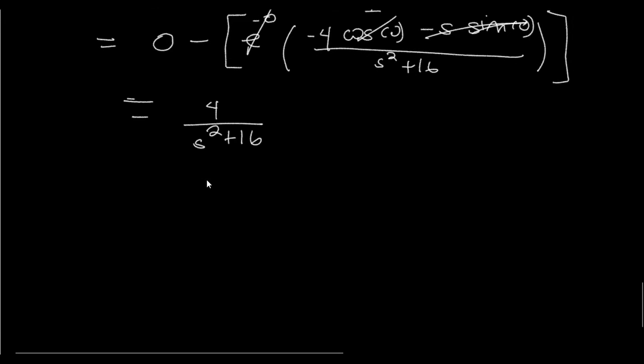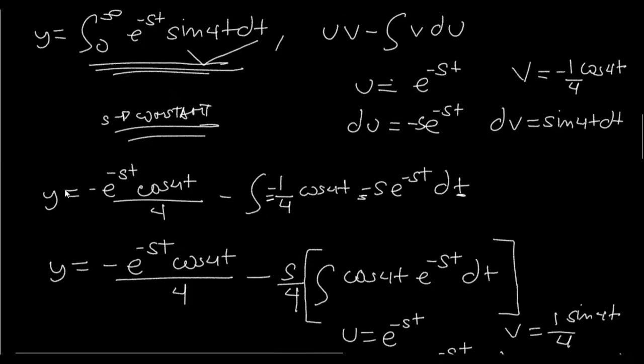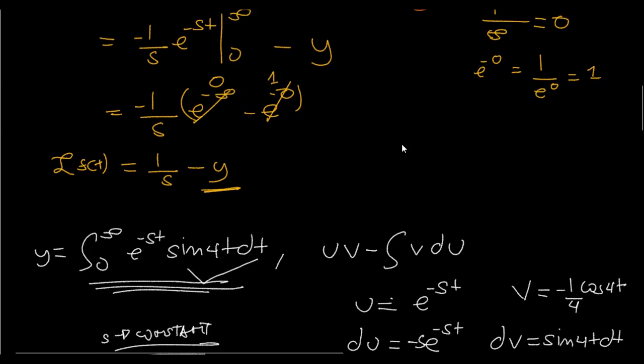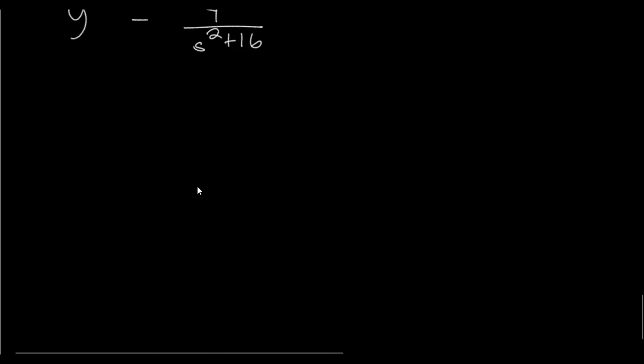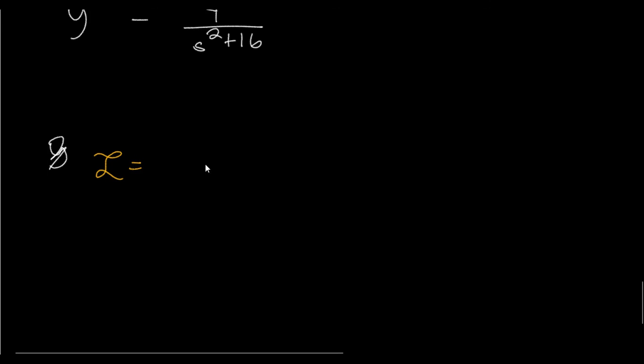So, yun na ba yung sagot natin? Hindi pa. Kasi ito lang yung sagot natin for the Laplace transform ng y na yung integral kanina. Ito. So, i-add pa natin yan dito. Ito yung Laplace transform natin. So, balik tayo sa baba. So, balik natin dun sa... So, Laplace transform is 1 over s minus yung y, which is ito. Which is 4 over s squared plus 16.